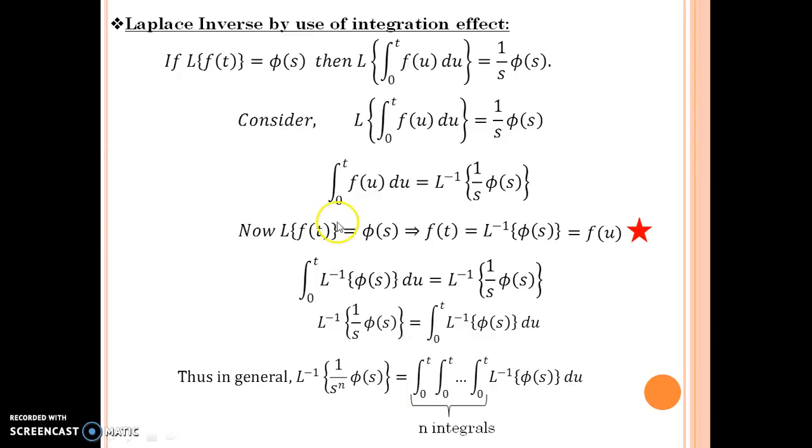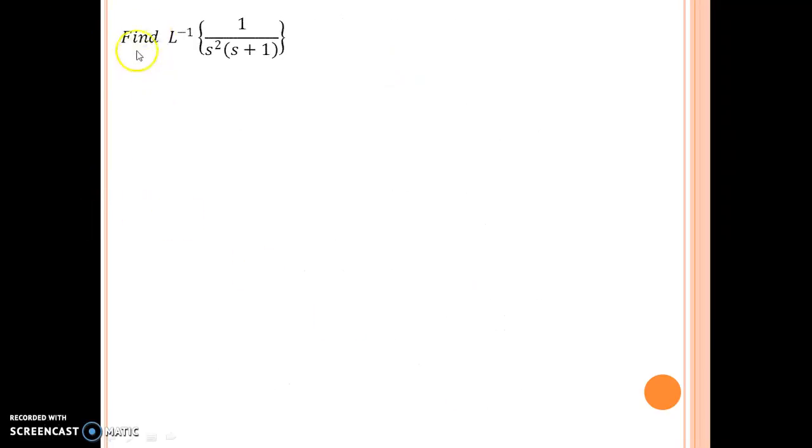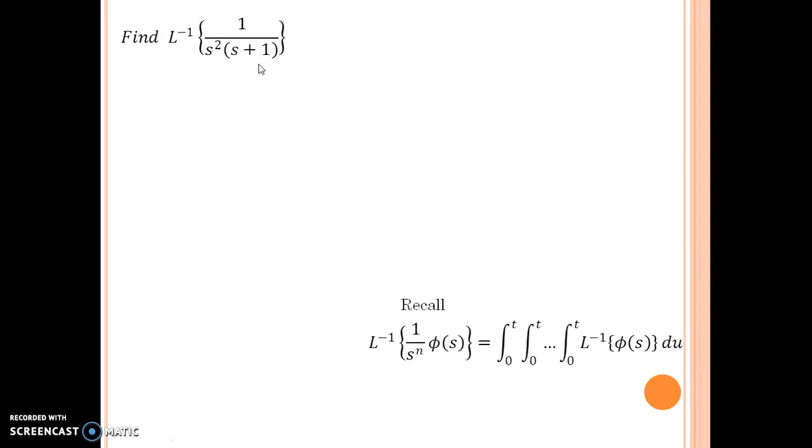Let us try to understand this entire procedure with the help of an example. This general formula is what I will be using right now to explain with the help of an example. Consider this problem, L inverse of 1 upon s square times s plus 1. Okay, now let us take up the formula that was L inverse of 1 upon s to the power n phi of s, and there are such n integrals over here operated on L inverse of phi of s du.